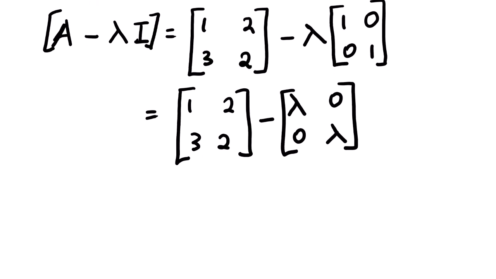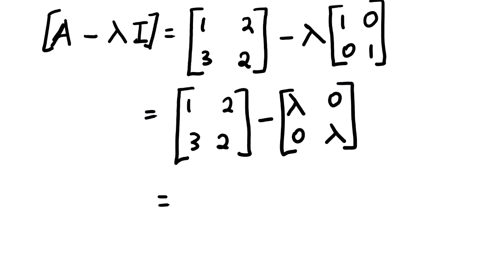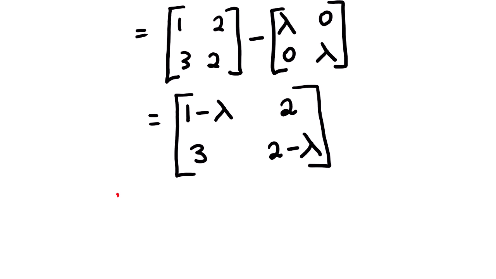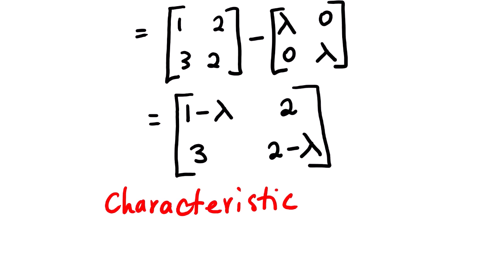Then from here we find the difference of the two matrices. It's 1 minus lambda, which is 1 minus lambda. 2 minus 0 is actually 2. 3 minus 0 is 3. 2 minus lambda, we have 2 minus lambda. So this is the characteristic matrix. We are done with the first step.